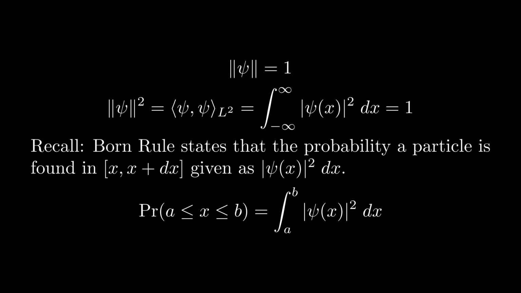In other words, all the normalization condition is stating is that the probability that the particle is located somewhere in the universe is 1, which should be obvious.